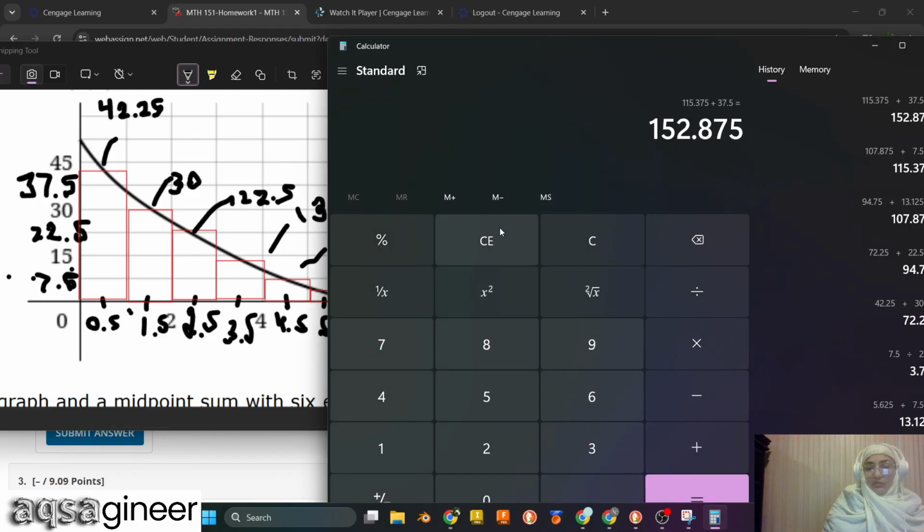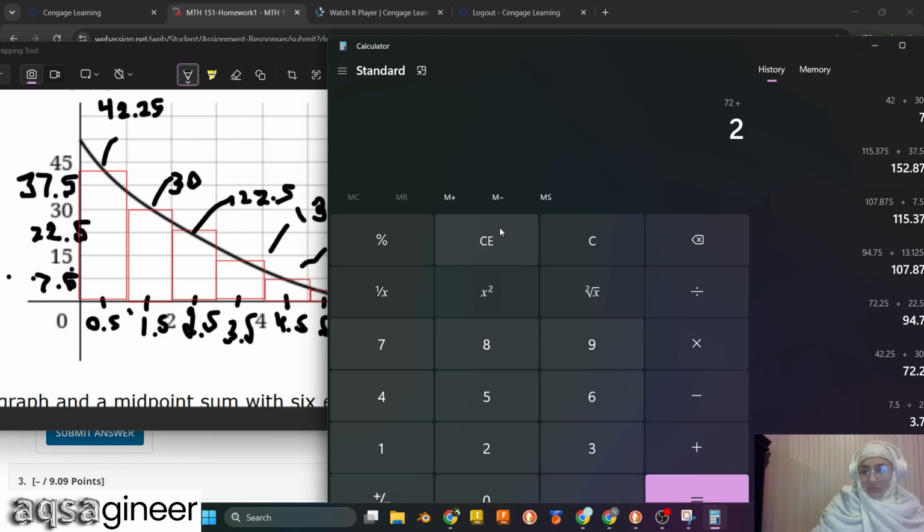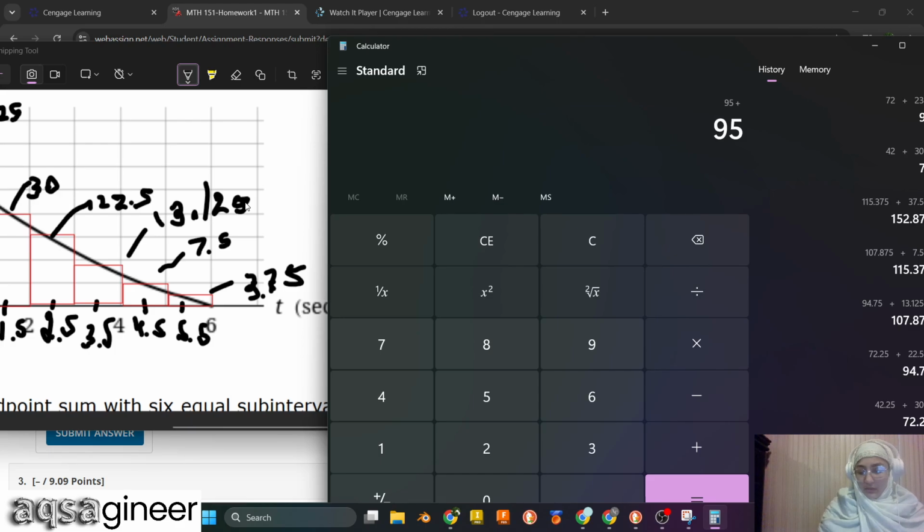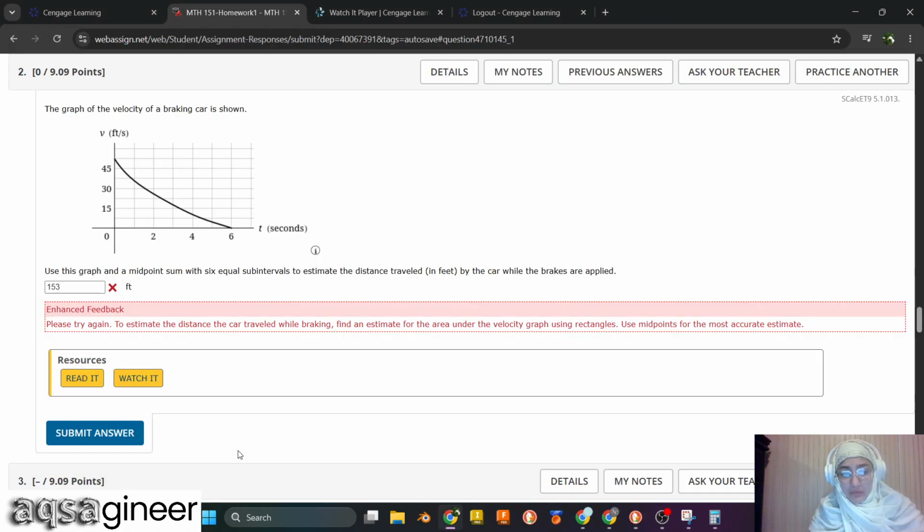Okay, let's try it again. 42. Okay, let's give whole number integers. 42 plus 30 plus 22. Let's see, 23 plus 13 plus 4. So let's do 112. That's a different number. That's way different.